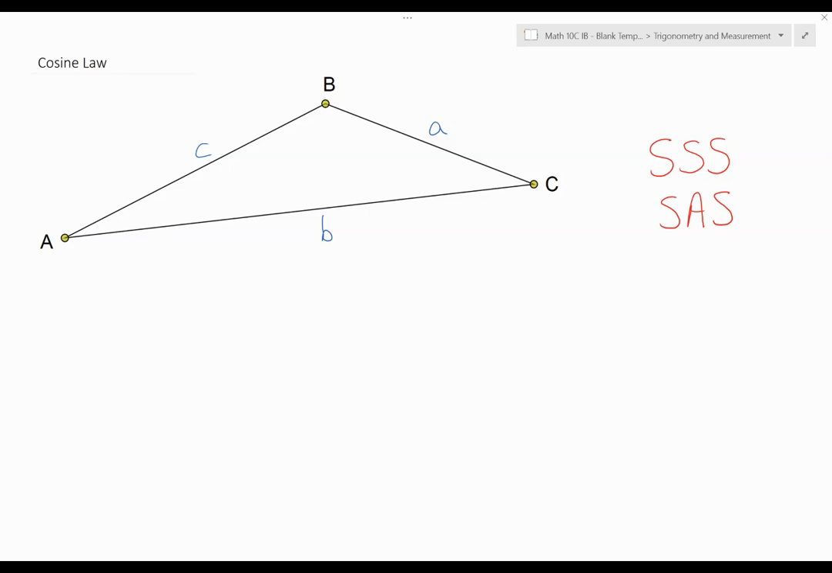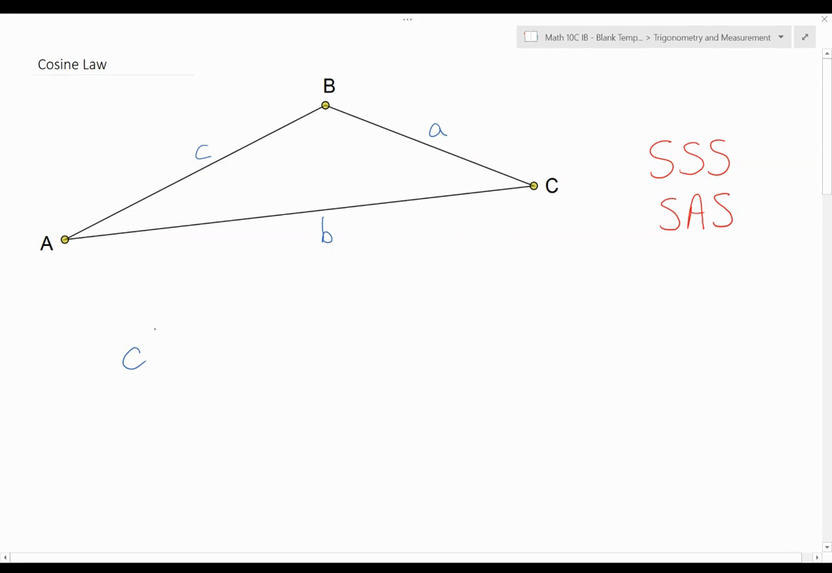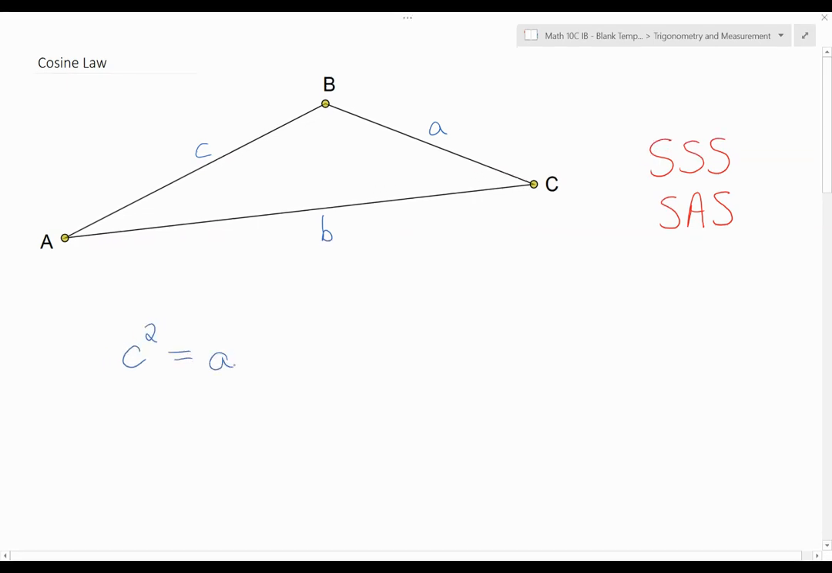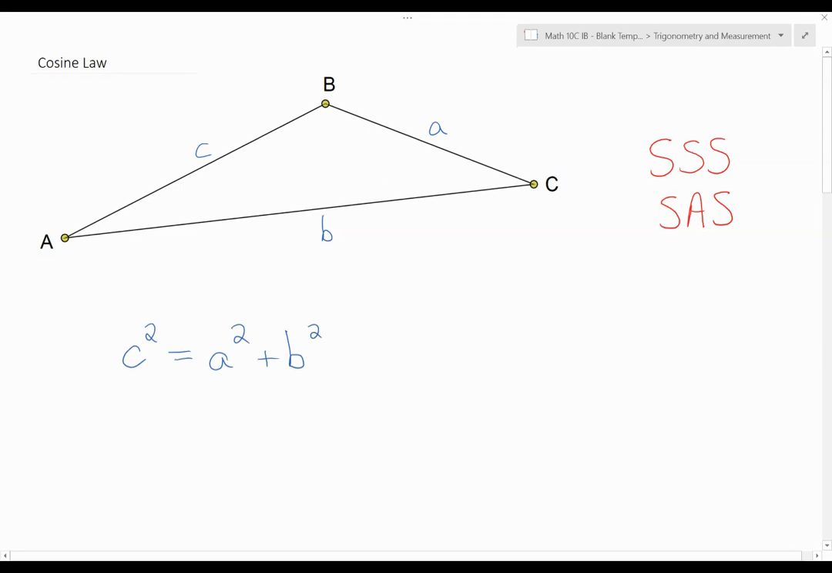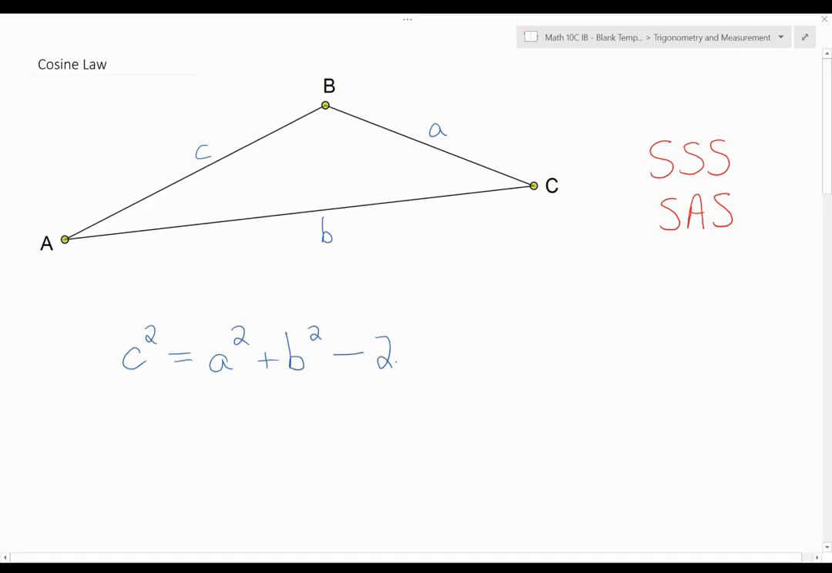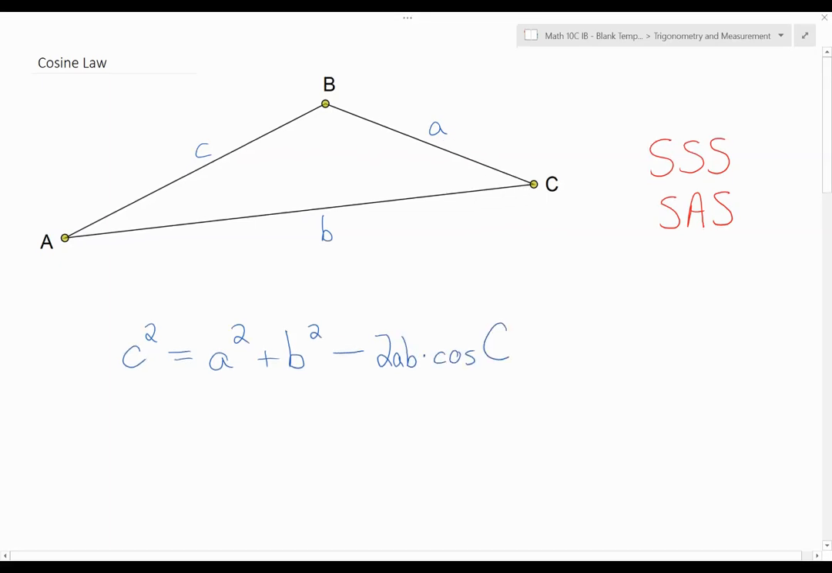There are two different arrangements of the cosine law. One of them says that a side length, so let's go C squared equals A squared plus B squared. So far this starts like the Pythagorean theorem, which is only applicable in right triangles. And notice that I'm using C. It doesn't necessarily have to be the longest side, whereas in a right triangle it would be the longest side. So C squared equals A squared plus B squared minus 2 times A times B times the cosine of C.